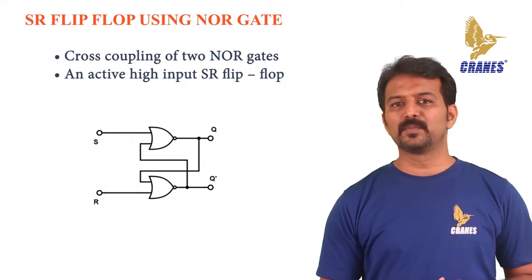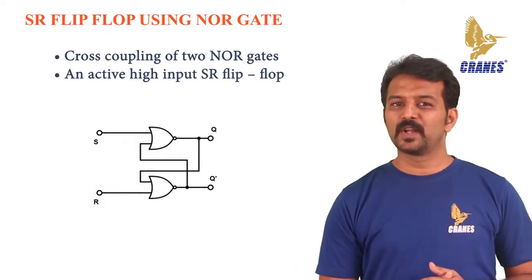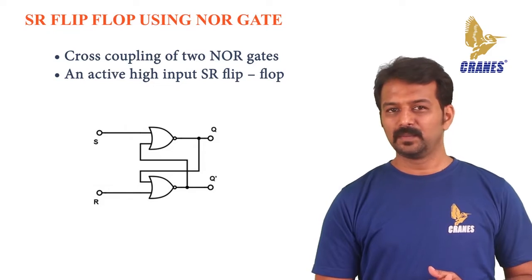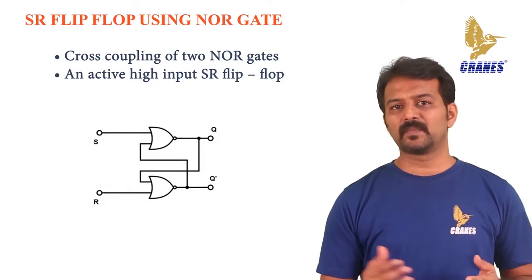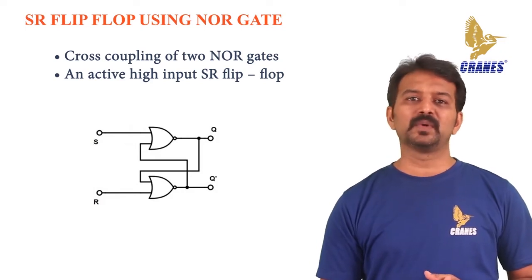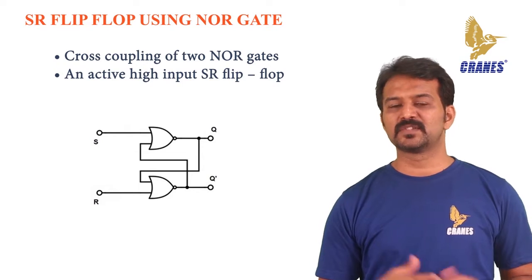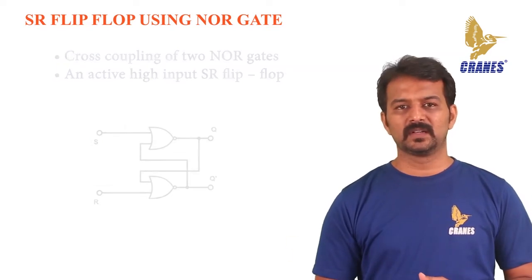The last case, when both the set input and the reset input are high, then the flip-flop will be in an undefined state, because the high inputs of S and R violate the rule of the flip-flop that the outputs should complement each other. So the flip-flop is in an undefined state, which is also called a forbidden state.